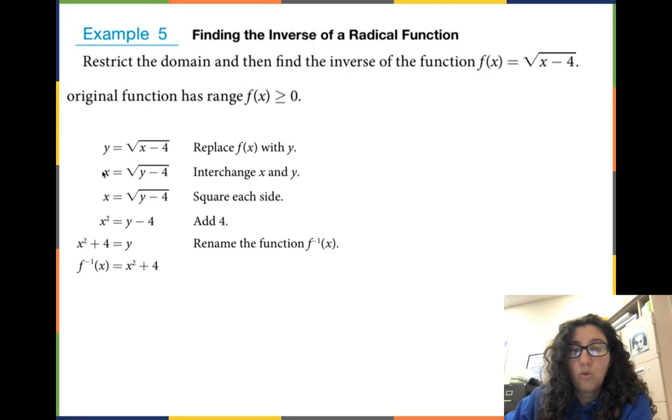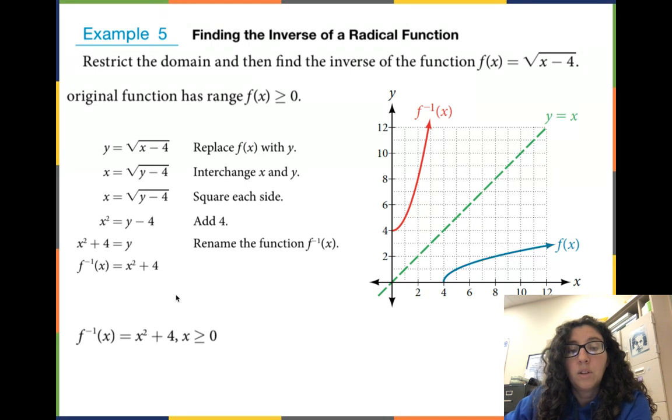We go through our normal procedure. Replace f of x with y, switch x and y, solve for y, so we square both sides, and we get y equals x squared plus 4. Okay? So our original range was this. So what does our domain have to be here? Our domain has to be x greater than 0.